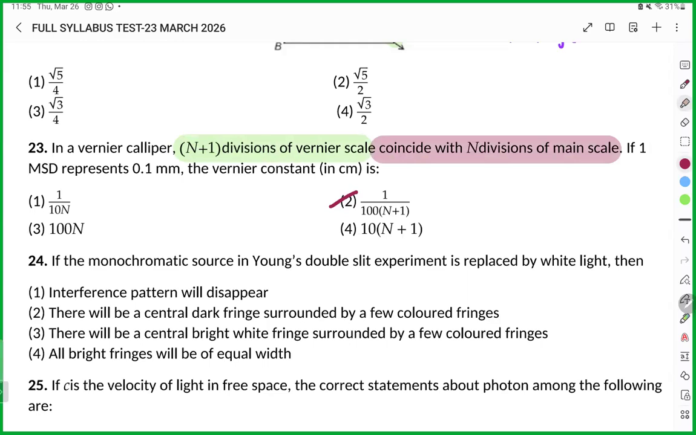If one main scale value is always 0.1 millimeter, so what will be the vernier constant in this case? Vernier scale value। ओके, वर्नियर कैलिपर वैल्यू क्या होगी?